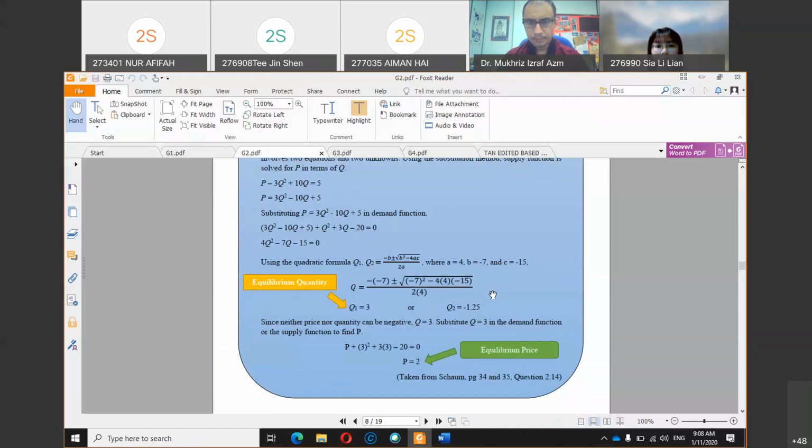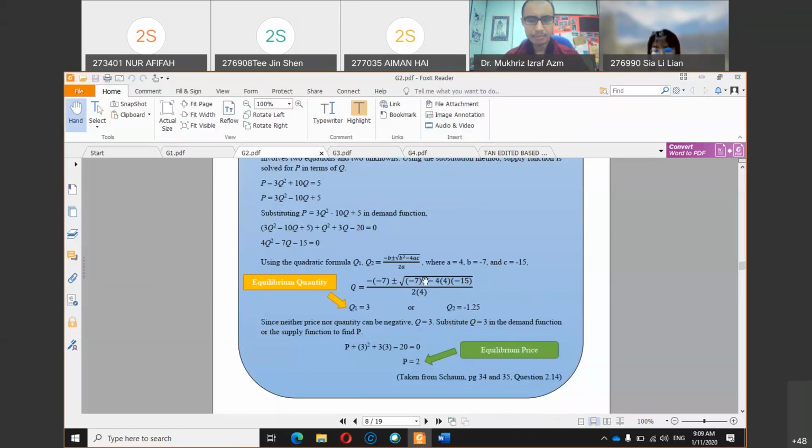But the price and the quantity cannot be negative, so we just take the positive value. We use the positive value of Q, substitute it into either the demand function or the supply function, and we get a positive price. Okay, thank you. So the formula negative b plus or minus the square root of b squared minus 4ac over 2a, I think everyone knows this formula, right?